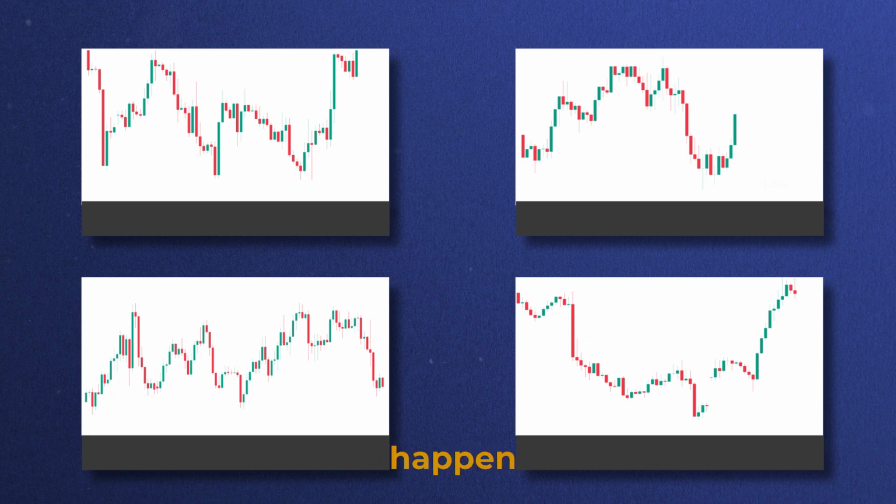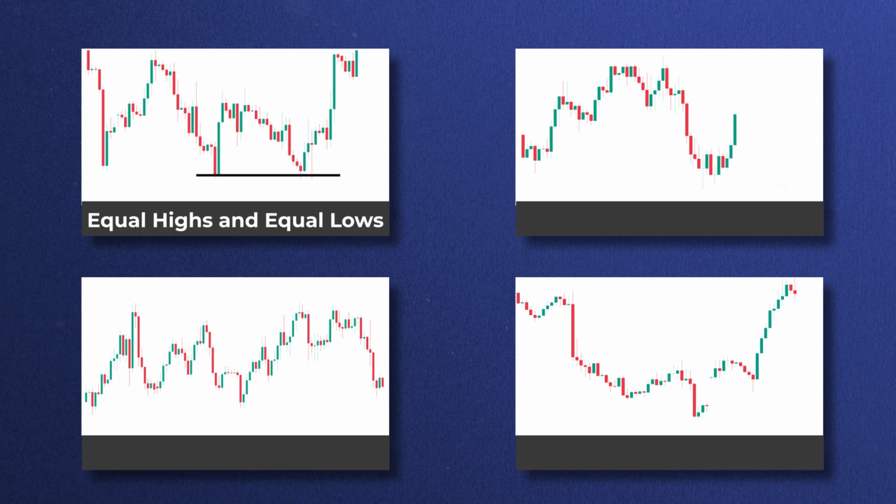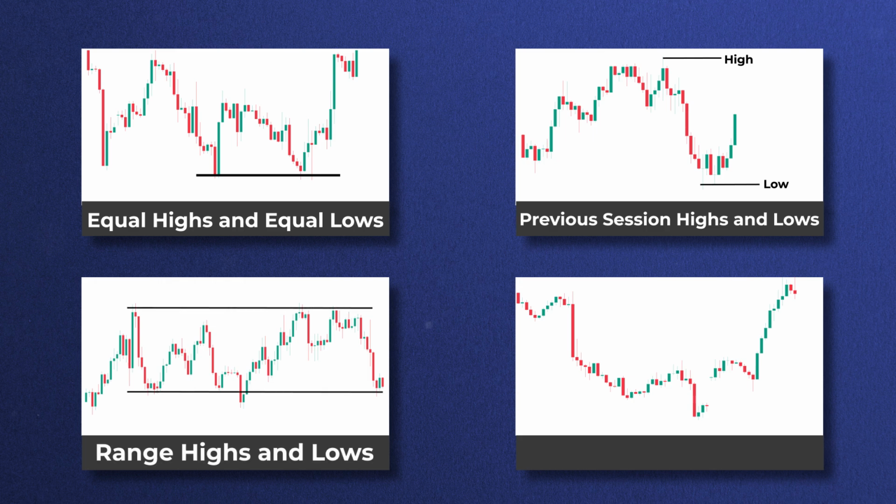Liquidity grabs most often happen in very obvious areas. 1. Equal highs and equal lows. Stops cluster here because traders expect reversals or breakouts. 2. Previous session highs and lows. Day traders and algorithms pay close attention to these levels. 3. Range highs and lows. False breakouts are common before price commits to a direction. 4. Major market openings. Increased volume during London and New York sessions makes liquidity access easier. Being aware of these areas helps you anticipate potential traps.